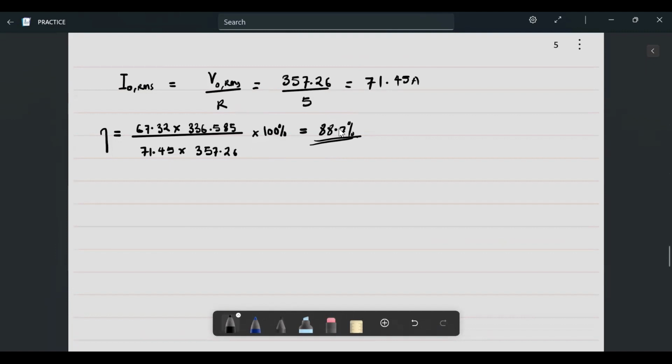So DC output is about 88.7% of the AC input. If you subtract this from 100%, what you get will be the percentage of the ripples. Are we together?